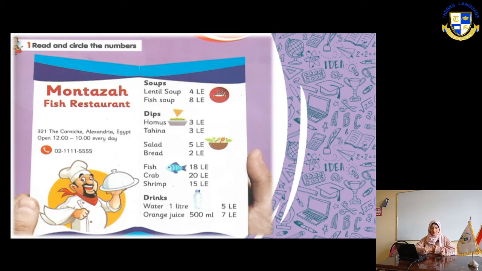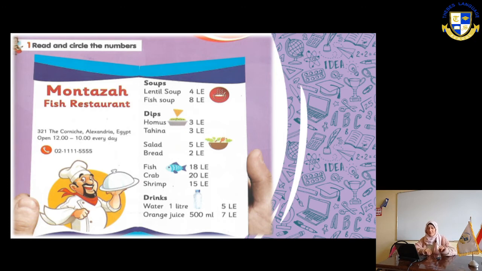The phone number. We have the different kinds of food and the price of each dish. Now, we have the name of the restaurant. It's called Muntaza Fish Restaurant. The address is 321 The Corniche, Alexandria, Egypt. Open at 12 o'clock and till 10 o'clock every day, 12 a.m. till 10 p.m. at night every day.